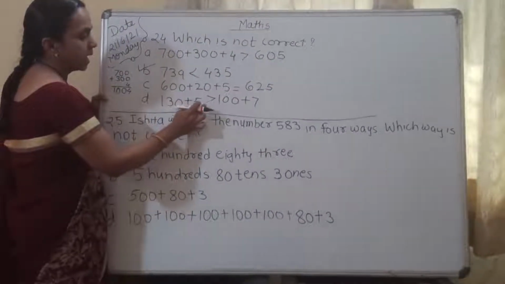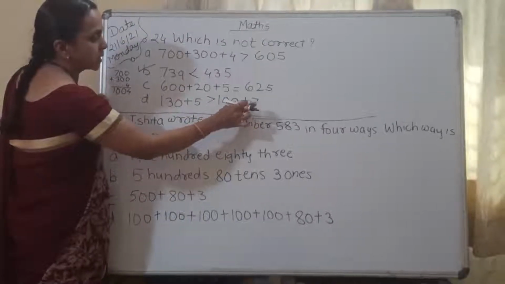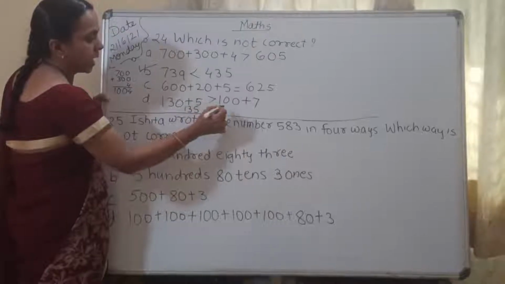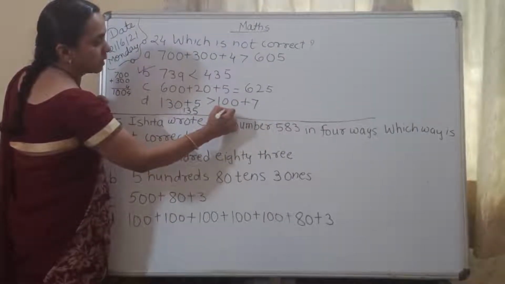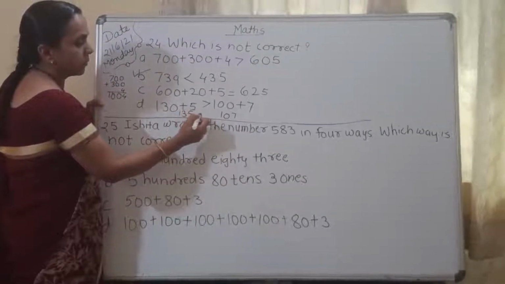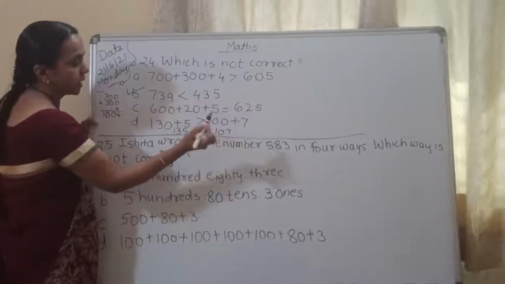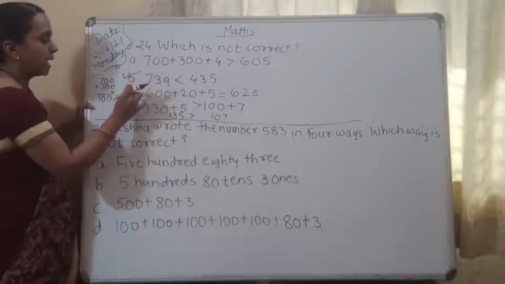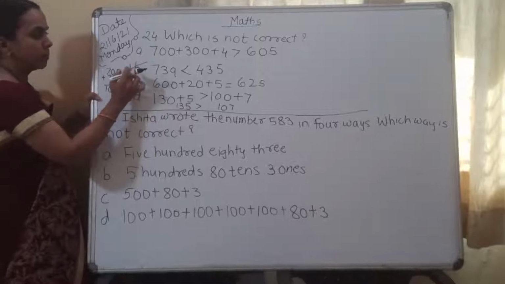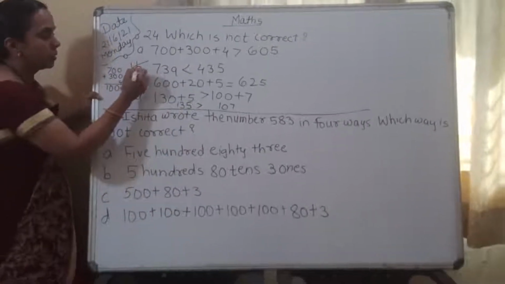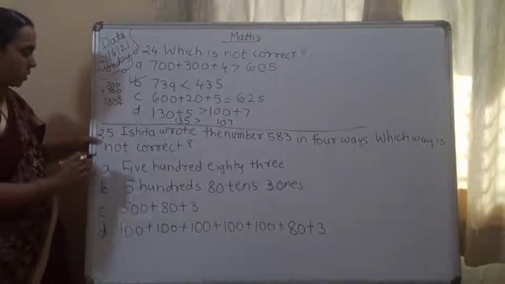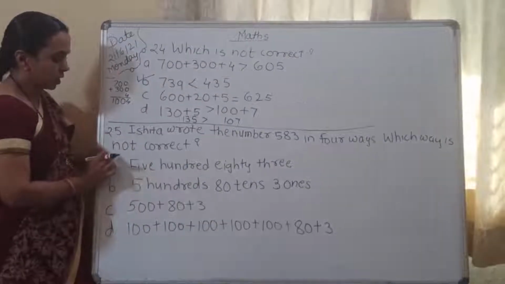Now see D option. 130 plus 5 is greater than 100 plus 7. 130 plus 5, how much? 135. And 100 plus 7 is equal to how much? 107. So 135 is greater than 107. That means A, C, D options are correct and B option is wrong. So we have to put the mark on this B option. Okay. Now see 25th question.